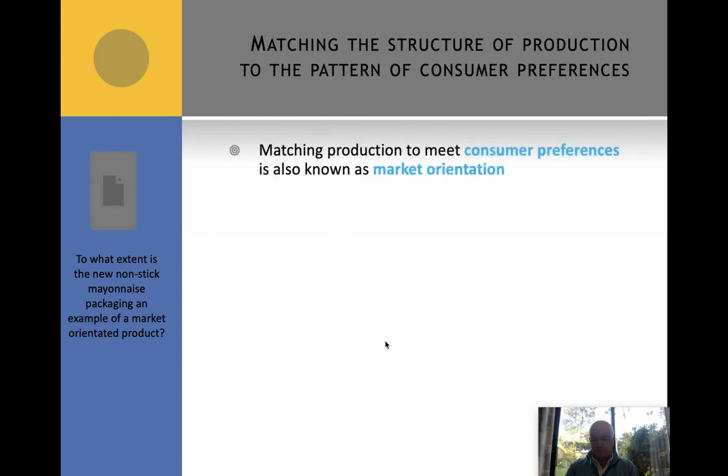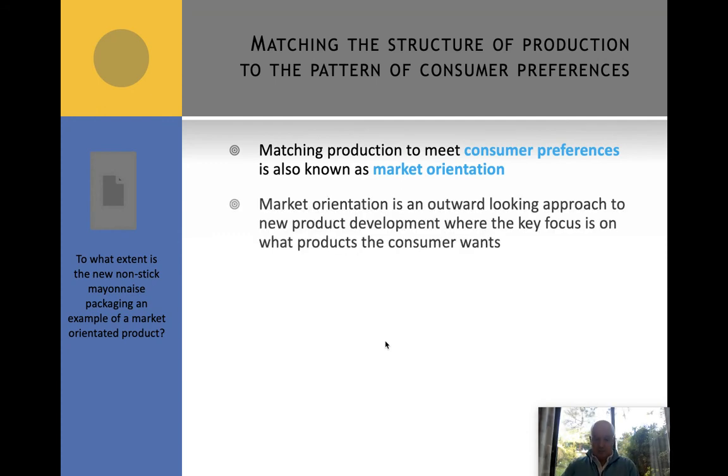Okay, now effectively in this situation, if we're matching what we produce to meet consumer preferences, it's another way of saying we're becoming market oriented. We're finding out what customers want and then producing at a level to meet those requirements, rather than just producing what we're good at producing and then trying to sell it to as many people as we can.